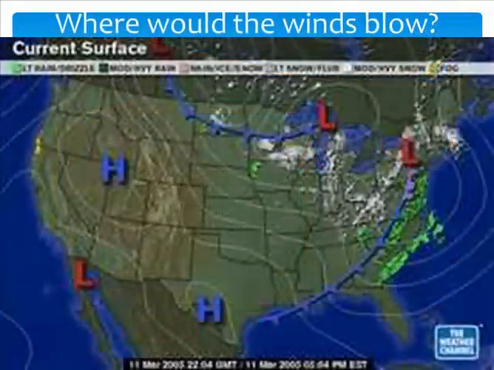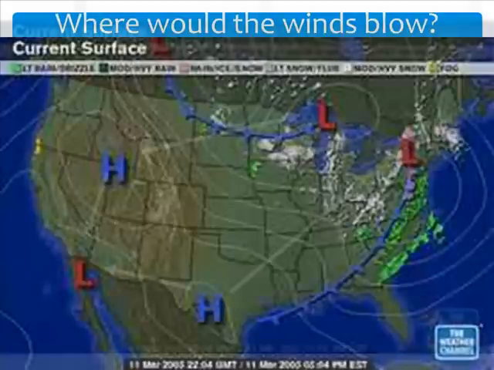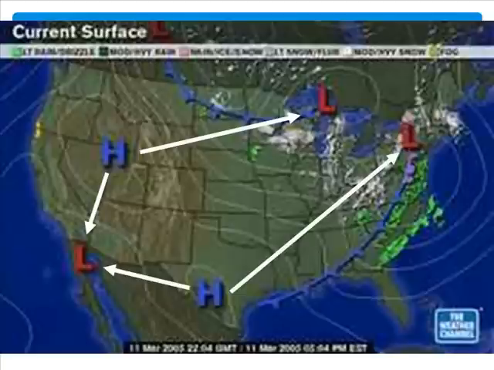Take a moment and look at this weather map. Where would the winds blow? The winds would blow from areas of high pressure to areas of low pressure. There are 3 low pressures and 2 high pressures. The air from the high pressure goes towards the air from the low pressure.